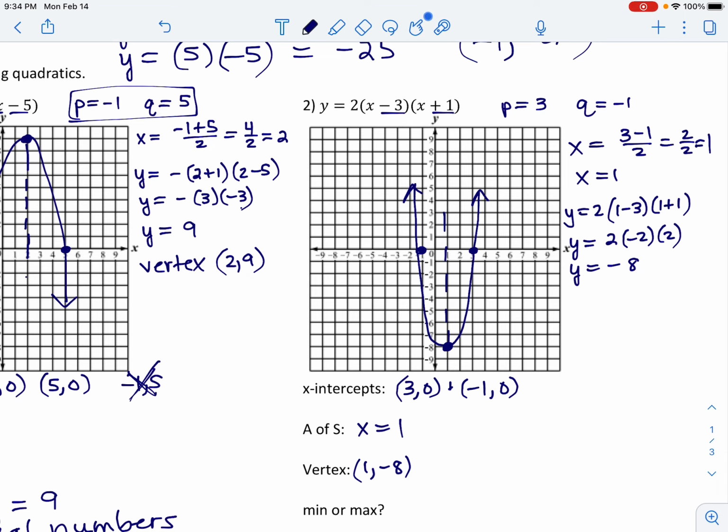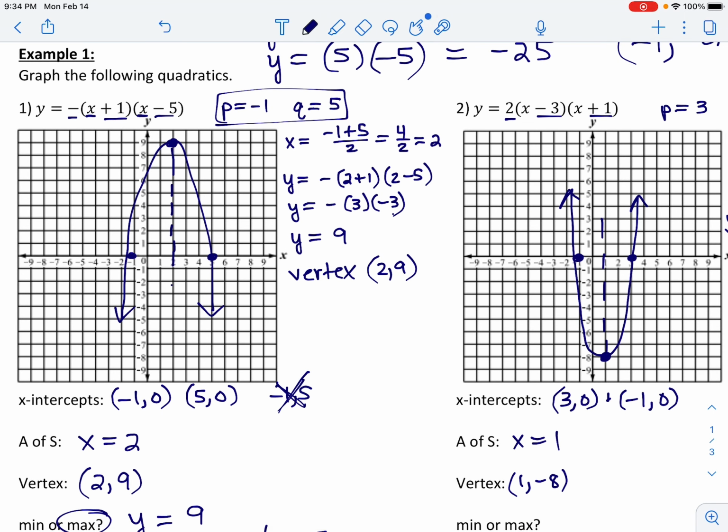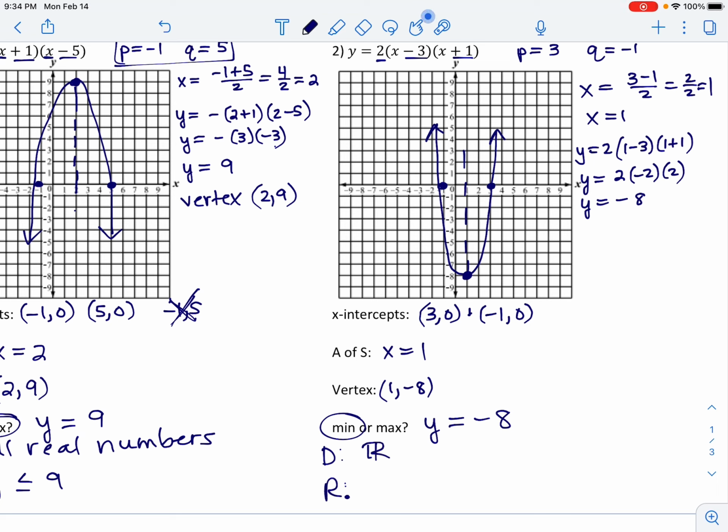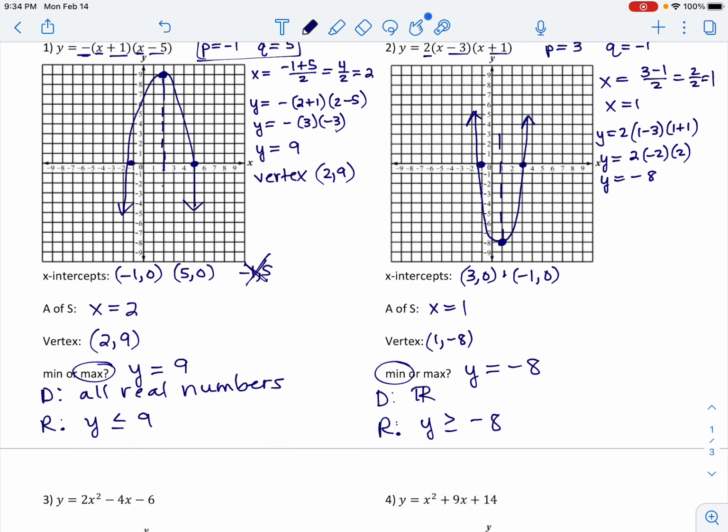I know my parabola is going to open up because this is positive, positive 2. This one opened down because it was a negative over here, so that means it's going to open down, so I know at least I graphed those right. This one's going to be a minimum at y equals negative 8. Domain is all real numbers, and your range is going to be y greater than or equal to negative 8, because it opens up. And that's it. So those are pretty quick. They go by fast. You should be able to do those fairly easily on your own.